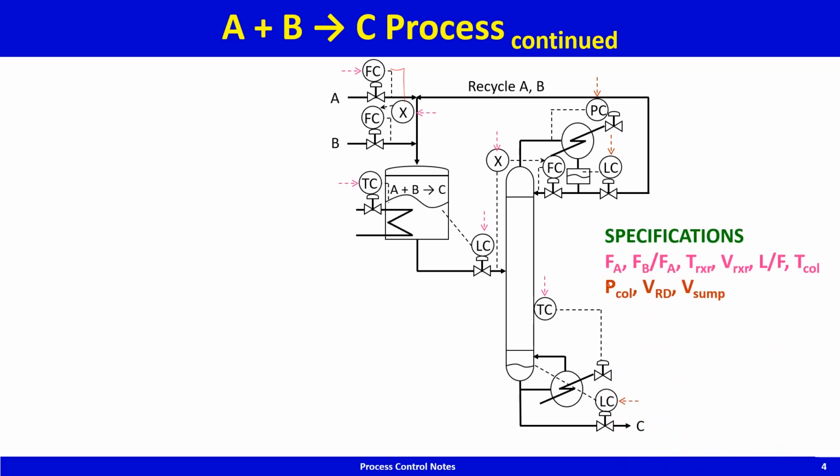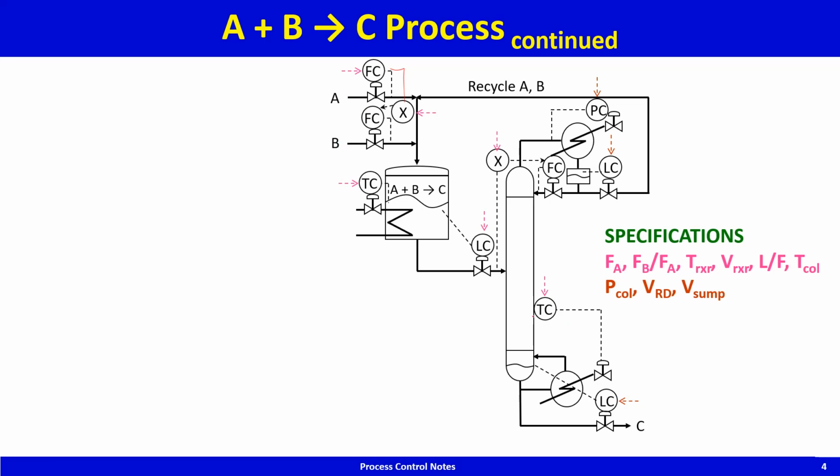So in this case, specifications are FA, the ratio of B to A, reactor temperature, reactor volume, reflux to feed ratio. That's here, reflux to feed ratio, column temperature, column tray temperature, column pressure, hold up in the reflux drum and hold up in the sump. We may think that because there is a temperature controller, this will give us good product quality control, but yes, it will give us quality control in the sense that if the temperature is maintained, then the quality of C is maintained.